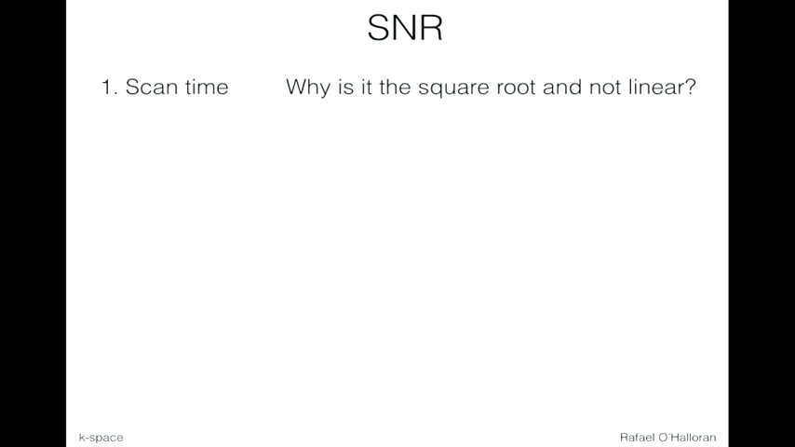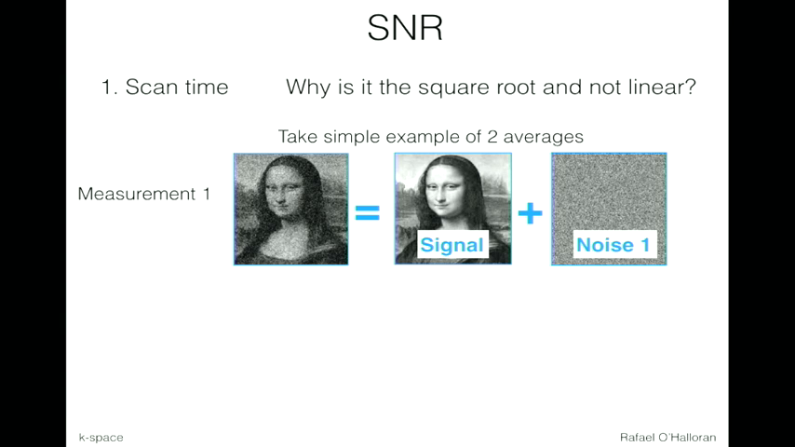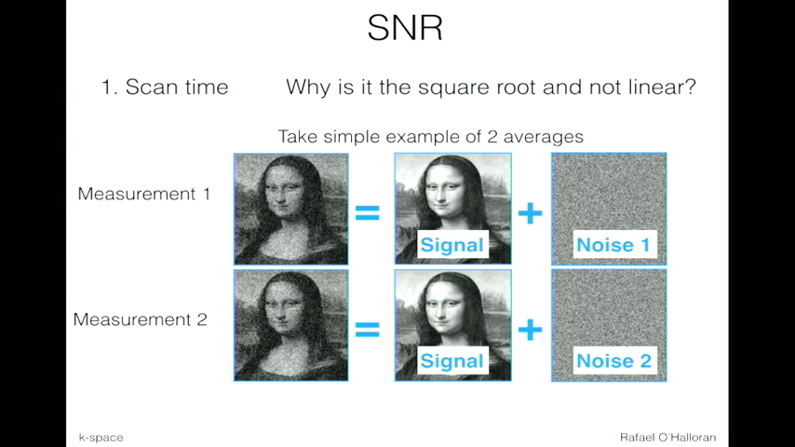Okay, so why is it square root, not linear? So this is my kind of intuitive reason. The real reason why it's square root is obviously mathematical, but the intuitive reason is, if you take two averages, this is an example of imaging with number of averages equal to 2. So my first image of the Mona Lisa is this noisy image, and I can think of it as being composed of the signal, the real stuff I want, plus some noise. And if I do this again, then I get another noisy measurement composed of the signal and some noise that I don't want. And the distinction here is that the signal each time is the same signal. I'm looking at the same thing. It doesn't change. But the noise changes.